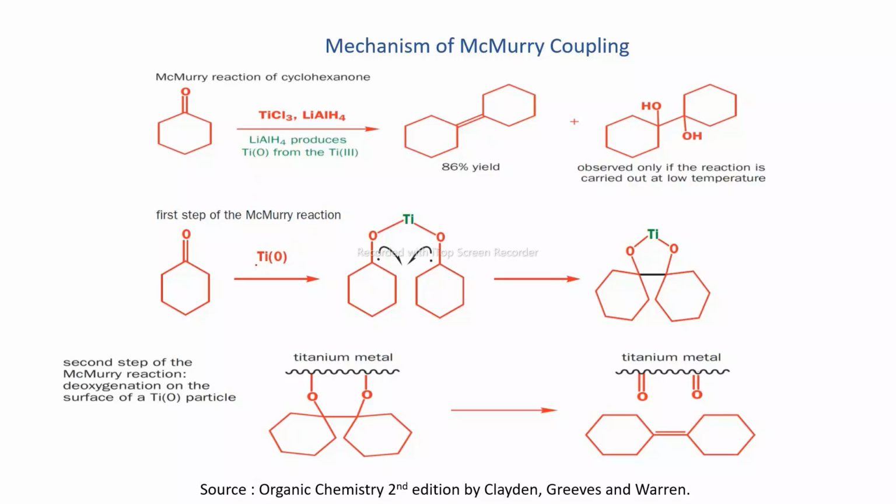After that, Ti0 will donate the electron here, and this double bond is cleaved like this. After that this radical will form and it will attach to the titanium, and then this type of five-membered cyclic ring will form. After that the titanium oxide will form on the metal surface and you will get a double bond like this.